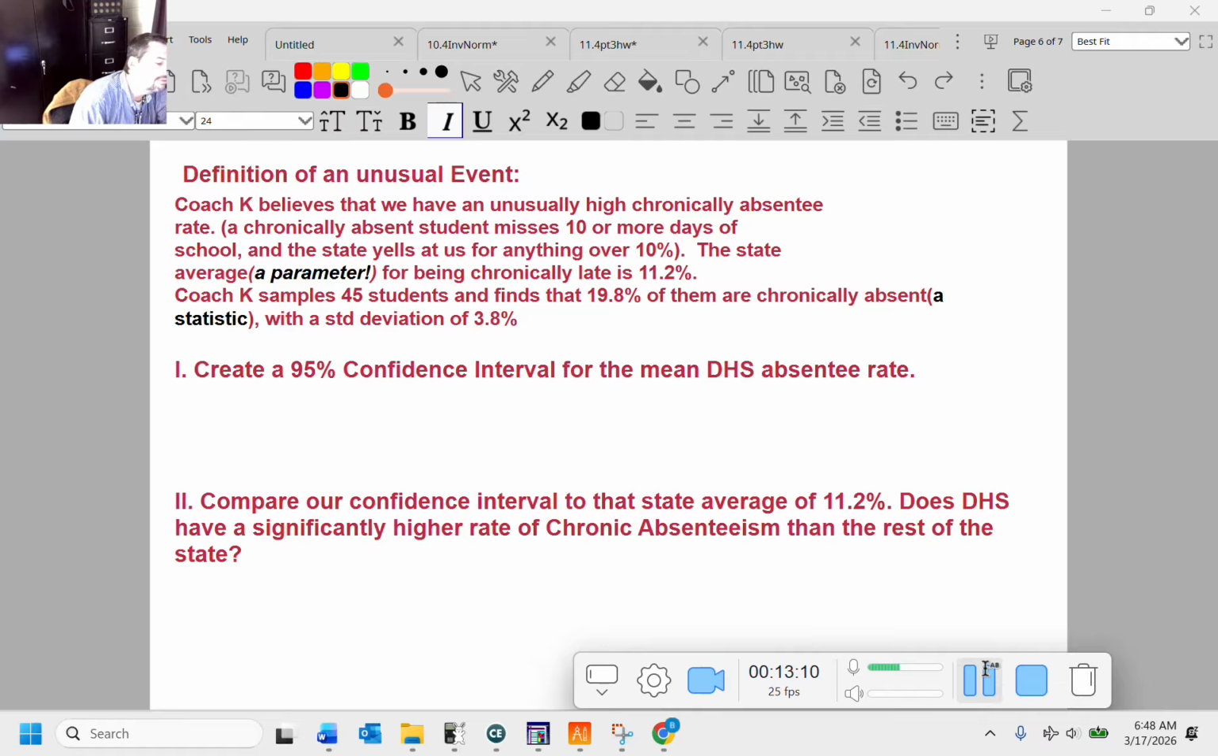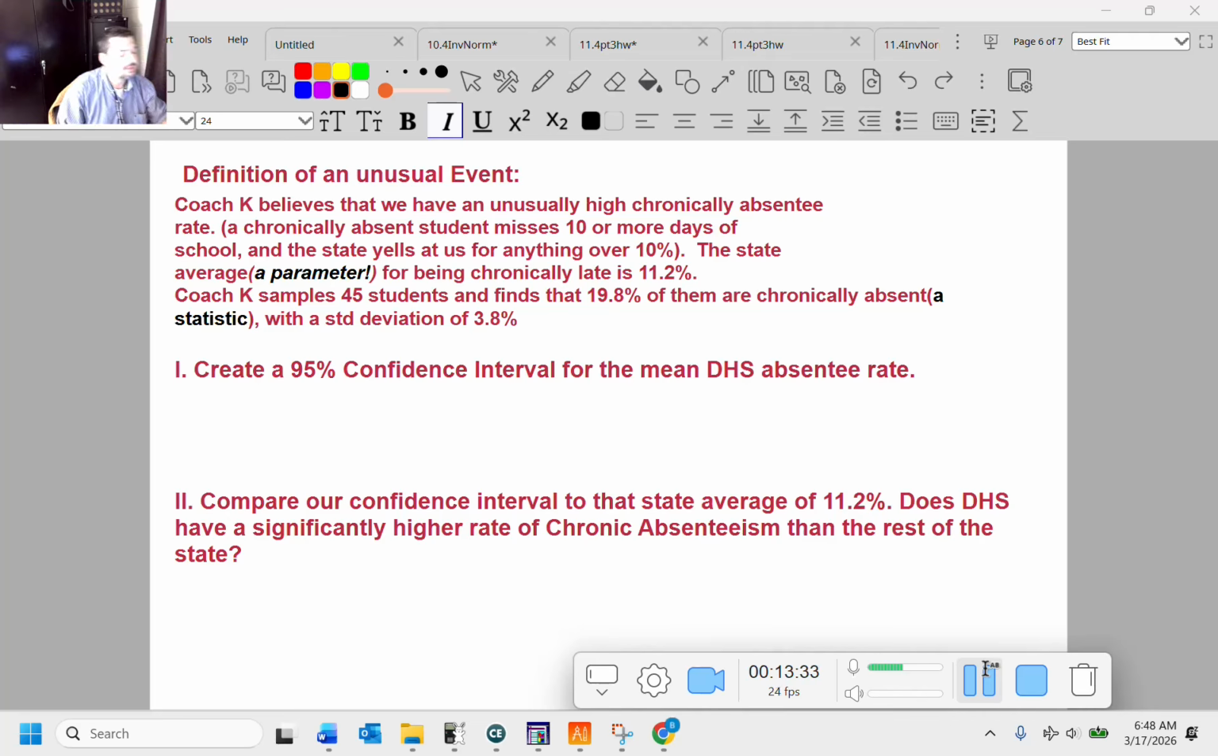Coach K believes that we have an unusually high chronically absentee rate. A chronically absent student misses 10 or more days of school, and the state yells at us for anything over 10%. I have several of you in fifth period that are chronically absent. The state average, which is a parameter, for being chronically absent is 11.2%. Coach K samples 45 students and finds that 19.8% of them are chronically absent, which is a statistic because it came from a sample, with a standard deviation of 3.8%.